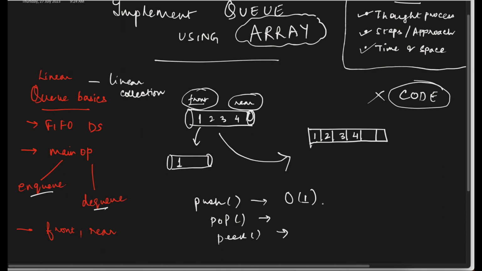That is why I'm getting constant time complexity. If I'm trying to remove it, my front pointer is going to help me fetch the element which I have to remove, and the front pointer will increment accordingly. So that is why when I'm trying to remove an element from a queue also, I'm getting a constant operation.